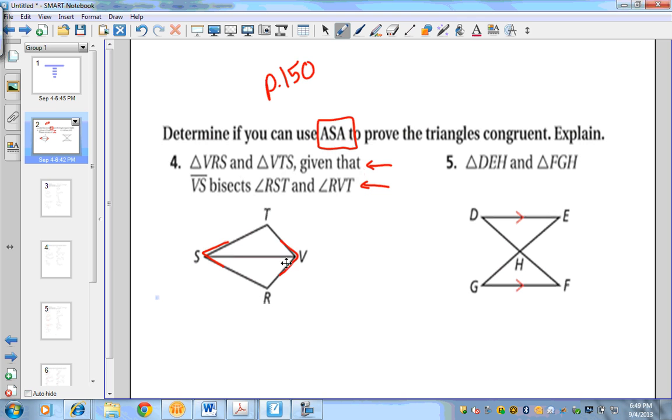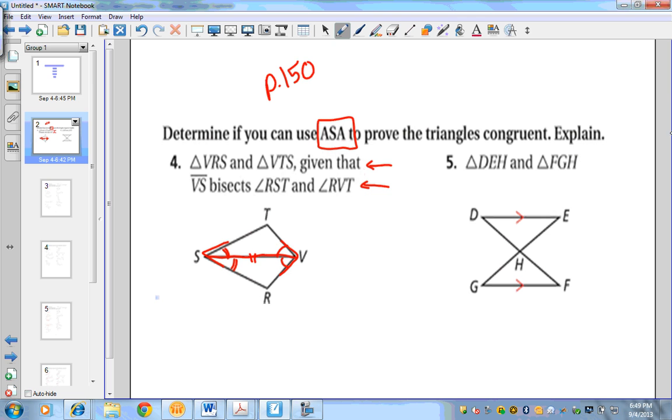Okay, so since it bisects, that means it cuts it in half. So what I know is this angle here is going to be congruent to that angle there. Okay, I don't know what the measurements are, but I do know that they're congruent. And notice over here, this angle and this angle too would also be congruent. Okay, so what we have here are two pairs of congruent angles. But the one thing that I also want to bring your attention to is going back to SV, this is the shared side. So it's shared between both triangles.